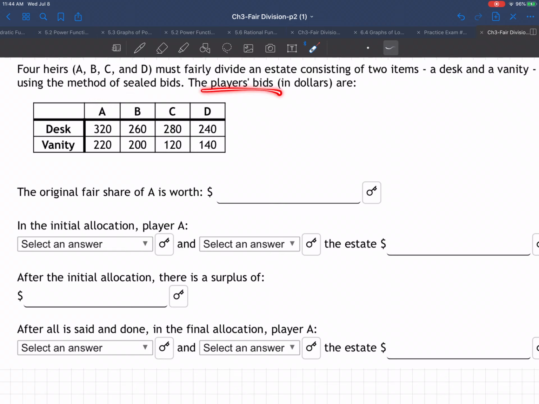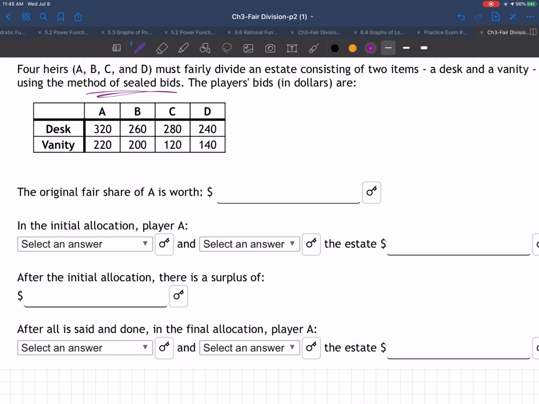So there's what they bid. Person A bids $320 for the desk and $220 for the vanity. B bids $260. He believes the desk is worth $260 and $200 for the vanity, $280 and $120, etc. There's their bids. So how do we do the method of sealed bids?